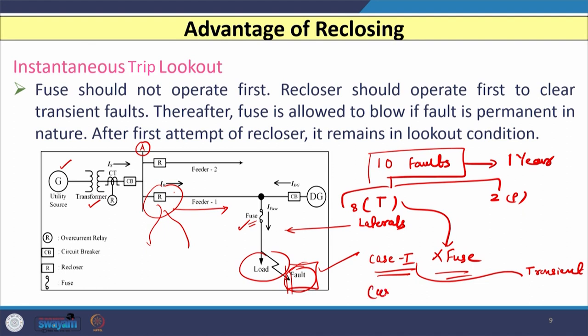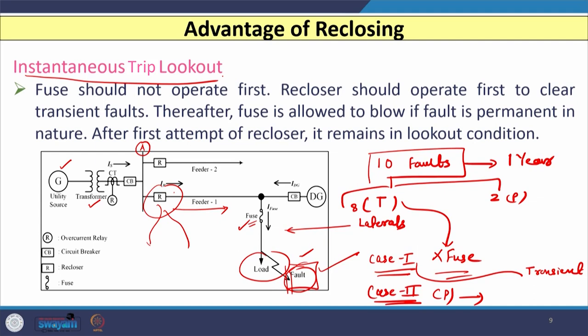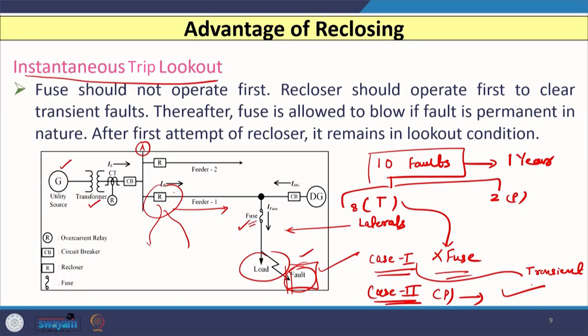No issue. The second case we consider, let us say, is a permanent fault on the lateral. So, if there is a permanent fault on this lateral, then the recloser will operate, but still the fault is permanent in nature. So, again it becomes open and it remains in open condition. It is also known as instantaneous trip lockout. So, after one operation, the pole of the circuit breaker will go into lockout condition, it would not operate, and then the fuse will operate and the fuse is going to disconnect this fault because it is a permanent fault. In both the cases, we want this operation, and this concept is known as the fuse saving concept, and this is widely used in distribution networks.